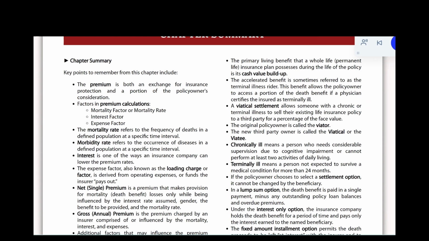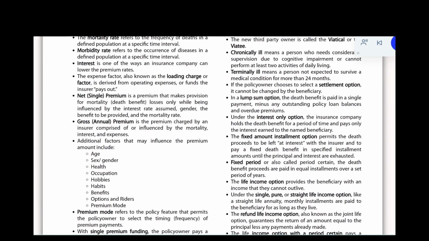The original policy owner is called the viator. The new third-party owner is called the viatical or the viatee. Chronically ill means a person who needs considerable supervision due to cognitive impairment or cannot perform at least 2 activities of daily living. Terminally ill means a person not expected to survive a medical condition for more than 24 months. If the policy owner chooses to select a settlement option, it cannot be changed by the beneficiary.